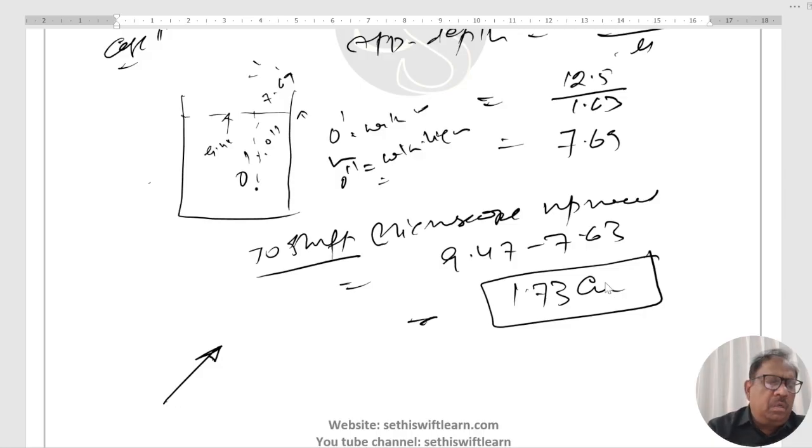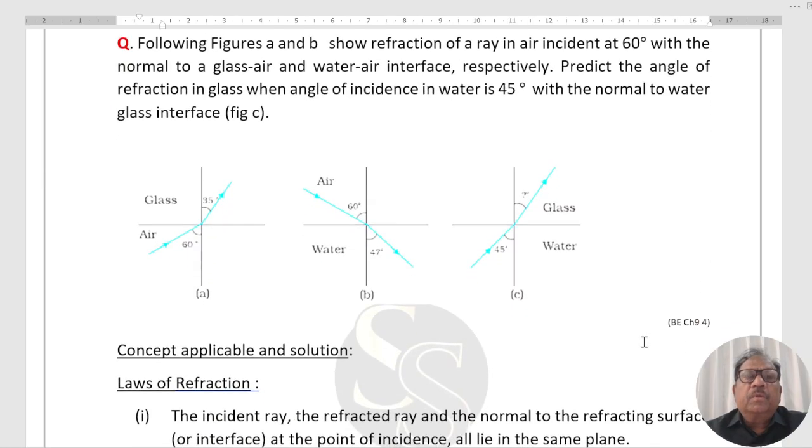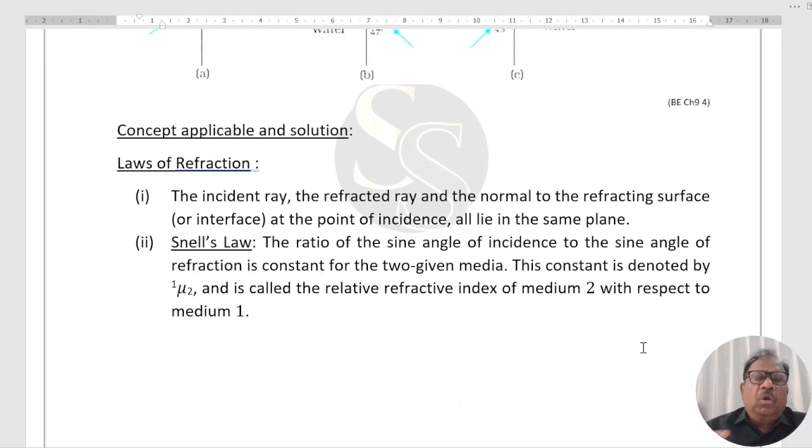Now, next question. The concept is on laws of refraction. Before starting the question, we will clear the concepts. What are the laws of refraction? The incident ray, the refracted ray, and the normal to the refracting surface or interface at the point of incidence all lie in the same plane.